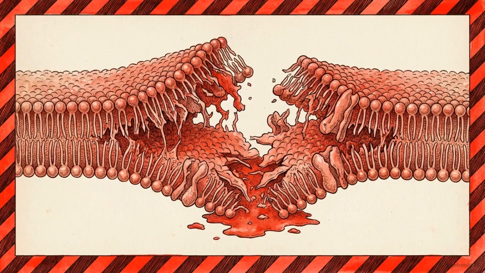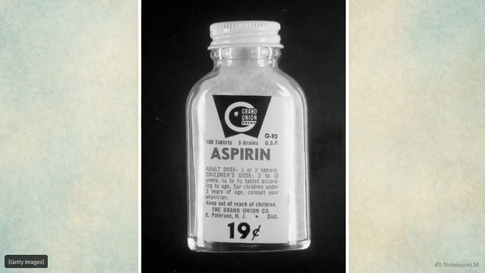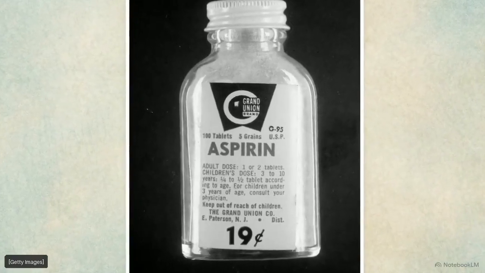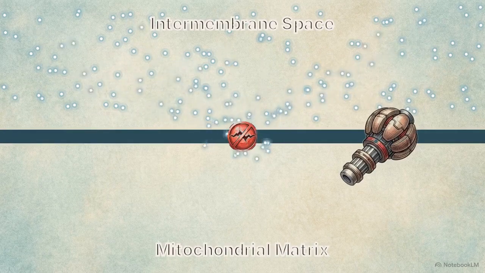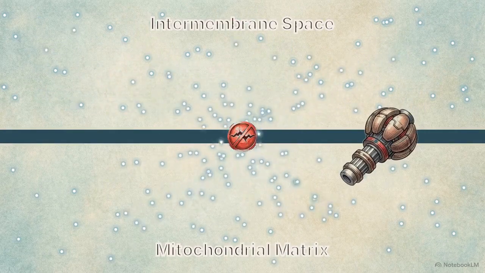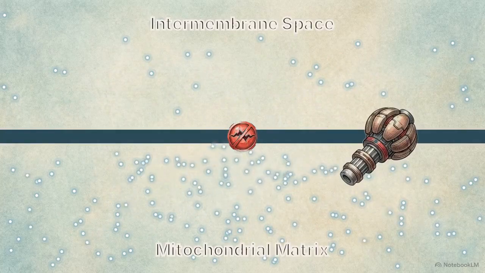But this tightly coupled mechanism is vulnerable to hijacking by chemical uncouplers. In toxic doses, a highly common drug acts as a systemic uncoupler, aspirin. An uncoupler effectively punctures the inner mitochondrial membrane. It allows protons to leak back into the matrix along their gradient without ever passing through the ATP synthase turbine.